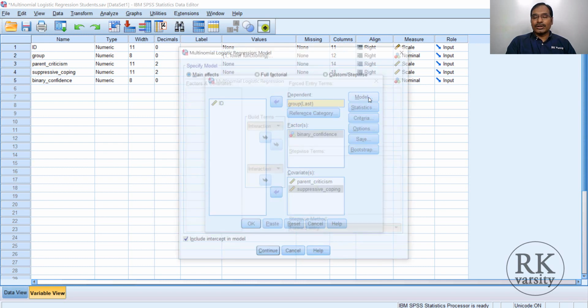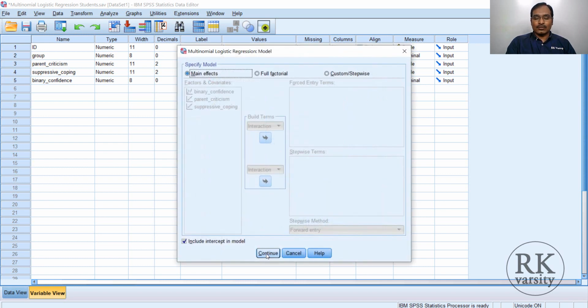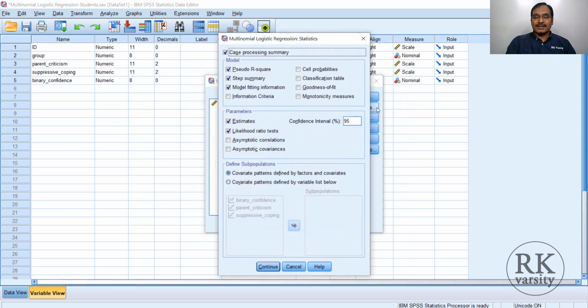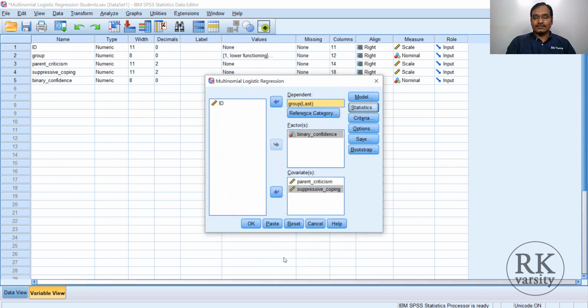Model, you don't need to worry about. By default it is a main effects model. Click on continue. Then statistics. By default pseudo R square is there, step summary is there, model fitting information is there. In addition to that, also select classification table and goodness of fit table. Then the parameter estimates and likelihood ratios, keep them intact. Then click the continue push button.